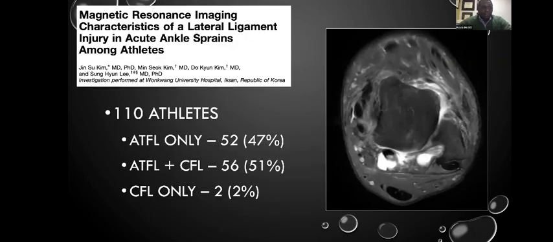And so here's a paper that looked at the types of tears people have when they injure their lateral ligaments acutely. These were 110 athletes, and about 47% of them had injury to only the ATFL, 51% to the ATFL and CFL, but only 2% to the CFL only. So an isolated CFL tear is fairly rare. Most tears are generally going to be ATFL or ATFL and CFL.